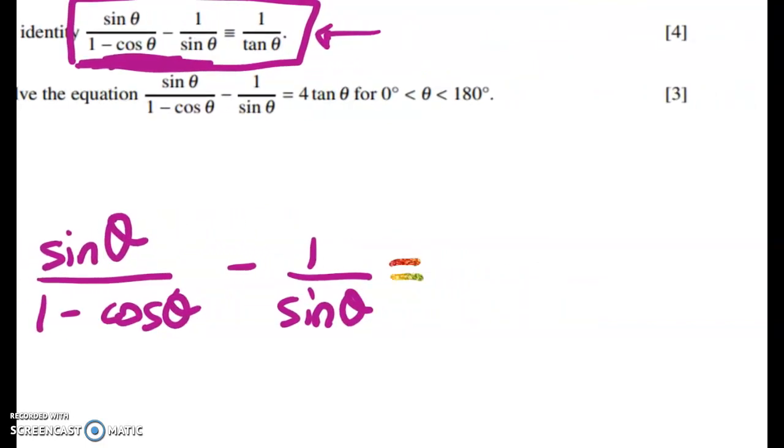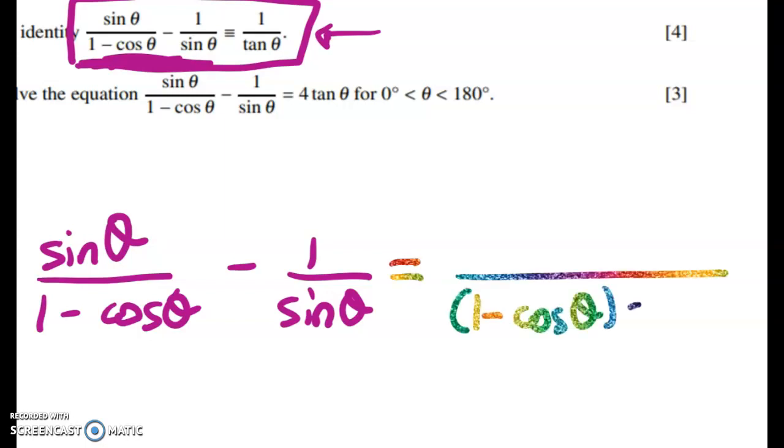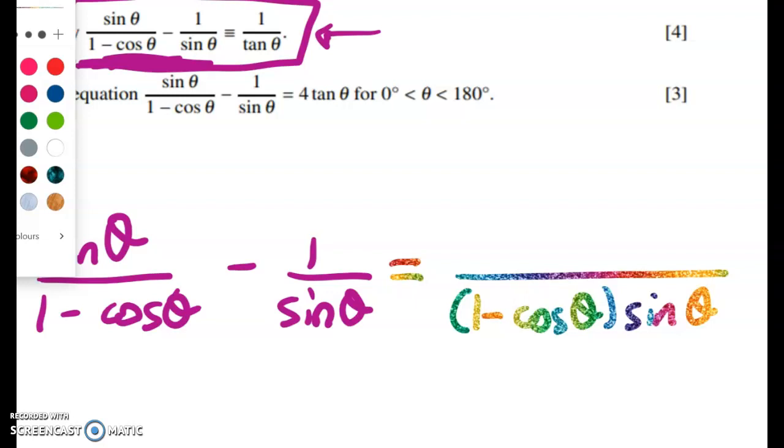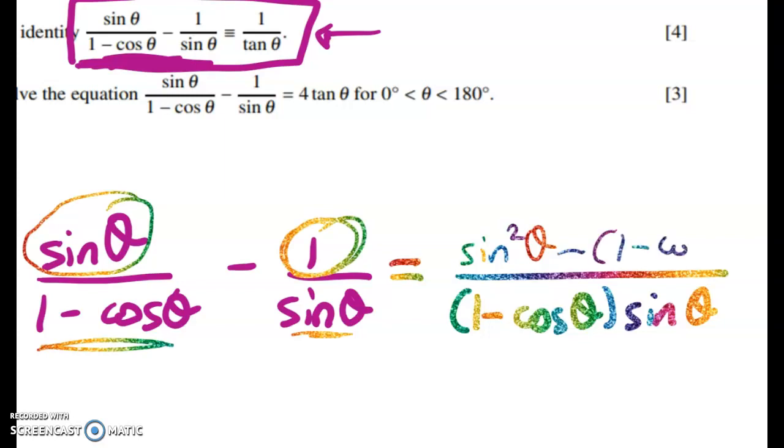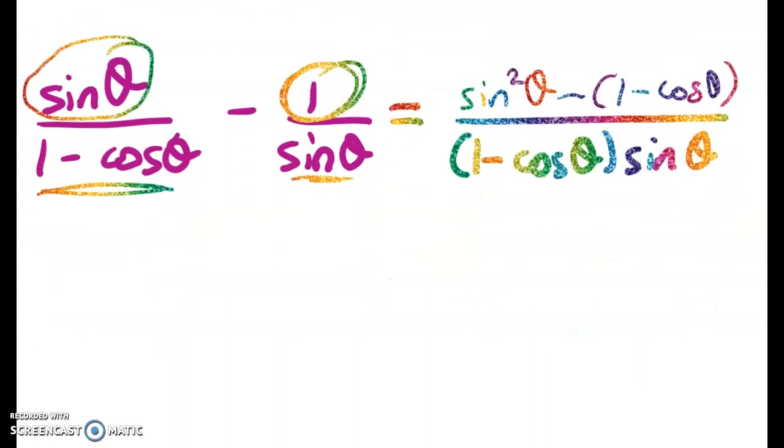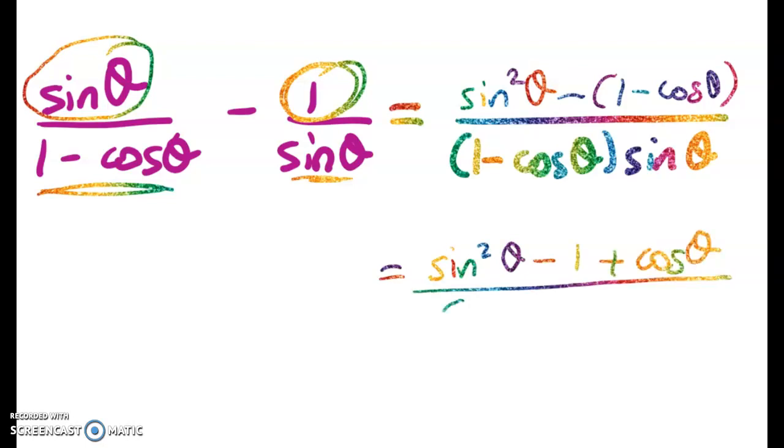Let's just change the pen. Now the first step here is to get a common denominator: 1 minus cos theta times sine theta. What do I need to do now? Well, I need to multiply the sine theta by sine theta, right? So I get sine squared theta, and I need to multiply the 1 by 1 minus cos theta. So it's going to be minus, in brackets, 1 minus cos theta. The next step is to expand out the brackets. So sine squared theta minus 1 plus cos theta. And down here I've got 1 minus cos theta times sine theta.